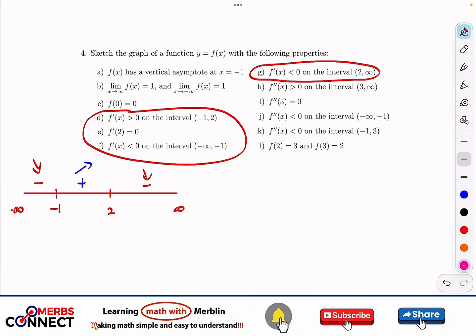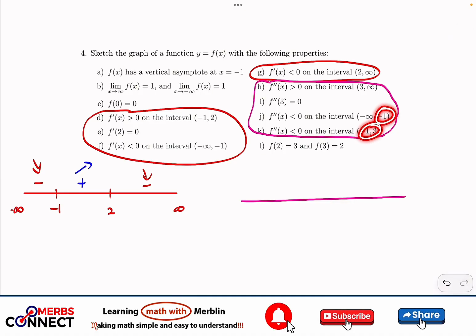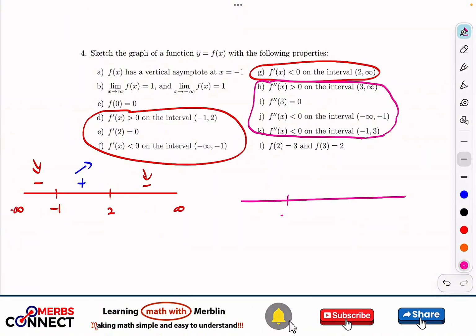Now, let's also pick the ones with f prime prime. So let me just circle the ones with f prime prime with pink. So let's use the f prime prime. Let's draw the number line here. And let's look at the interval. So we have negative 1 and we have 3. So let's do that. So negative 1 and 3. So I put negative infinity here, I put infinity here.